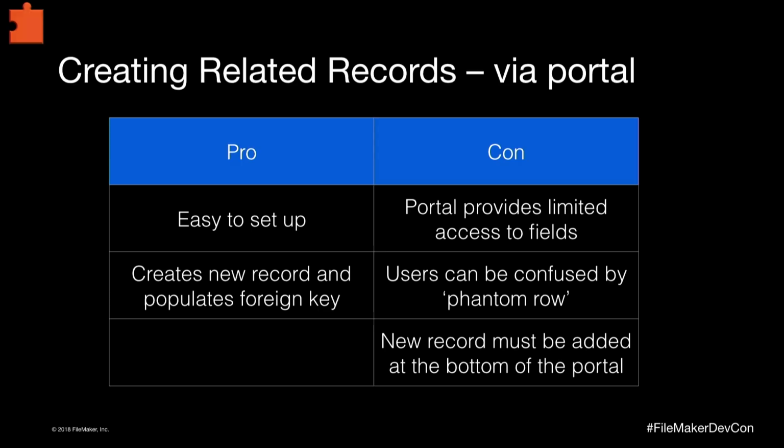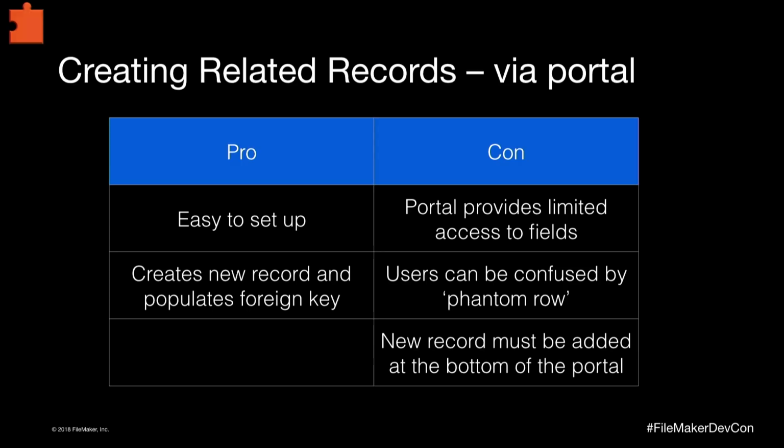You don't have to think about anything. The downside to that is that a portal provides limited access to data fields. If you've got a lot of data to fill in about that related record, a portal is not the place to do it. You could fill in the key data about the note, but not all of the gory details. Users can be confused by this extra row down the bottom that they go, what's this for? I can't get rid of it.